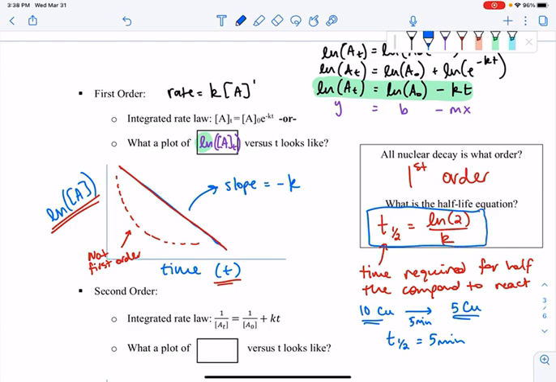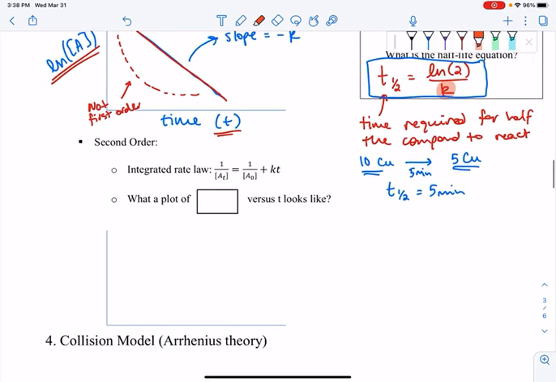This K is the rate constant for the specific reaction. This is definitely something that you need to know because it's a question that pops up a lot: what is the half-life of a reaction that is first order? Okay. What comes after first order but second order?